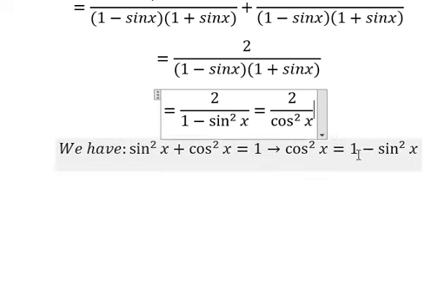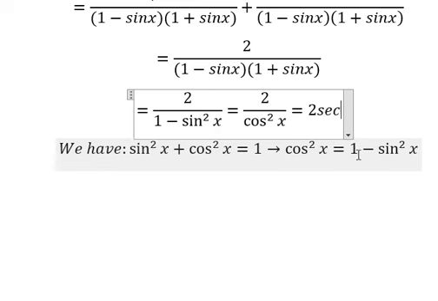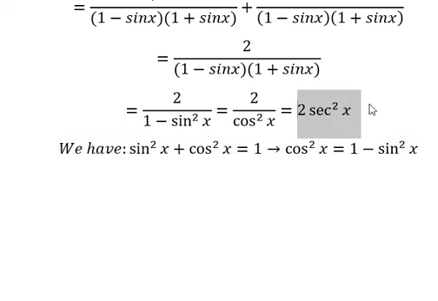One over cosine x, that is about secant of x. And this is the final answer.